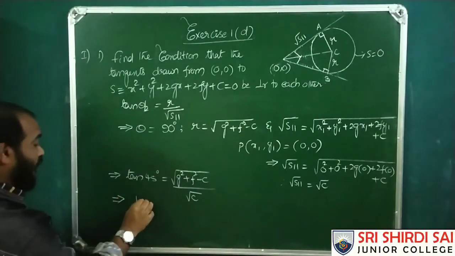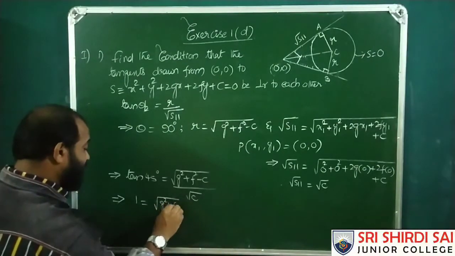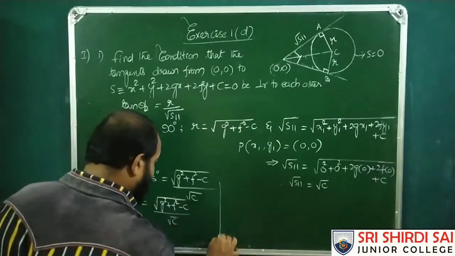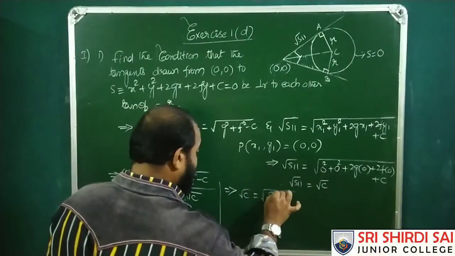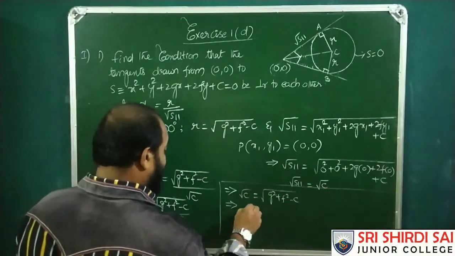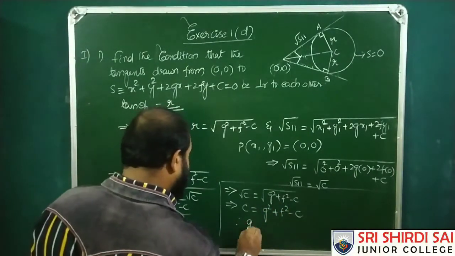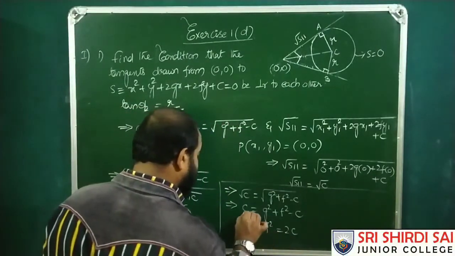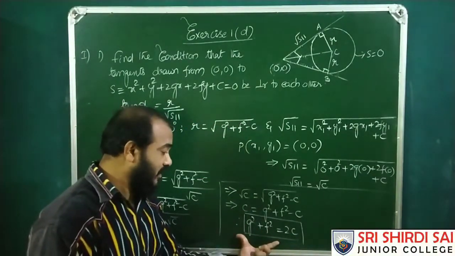So tan 45 value is 1, equal to the square root of g square plus f square minus c divided by root c. If you cross multiply, root c is equal to the square root of g square plus f square minus c. Squaring on both sides, c is equal to g square plus f square minus c. Therefore g square plus f square is equal to, if you bring the minus c here, 2c. So this is the condition for the two tangents to be perpendicular to each other.